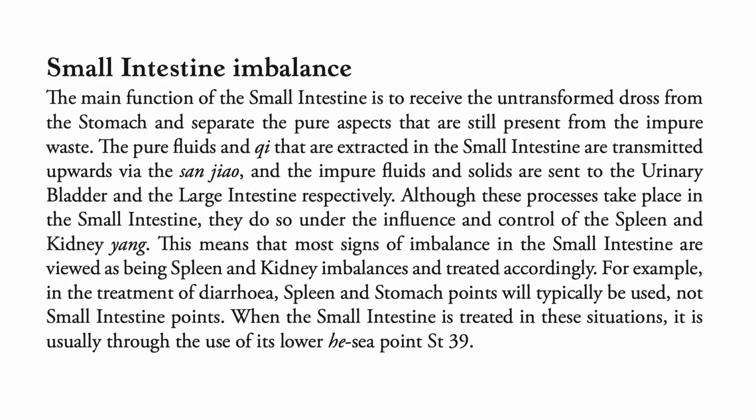The main function of the small intestine is to receive the untransformed dross from the stomach and separate the pure aspects that are still present from the impure waste. The pure fluids and qi that are extracted in the small intestine are transmitted upwards via the san jiao, and the impure fluids and solids are sent to the urinary bladder and the large intestine respectively.